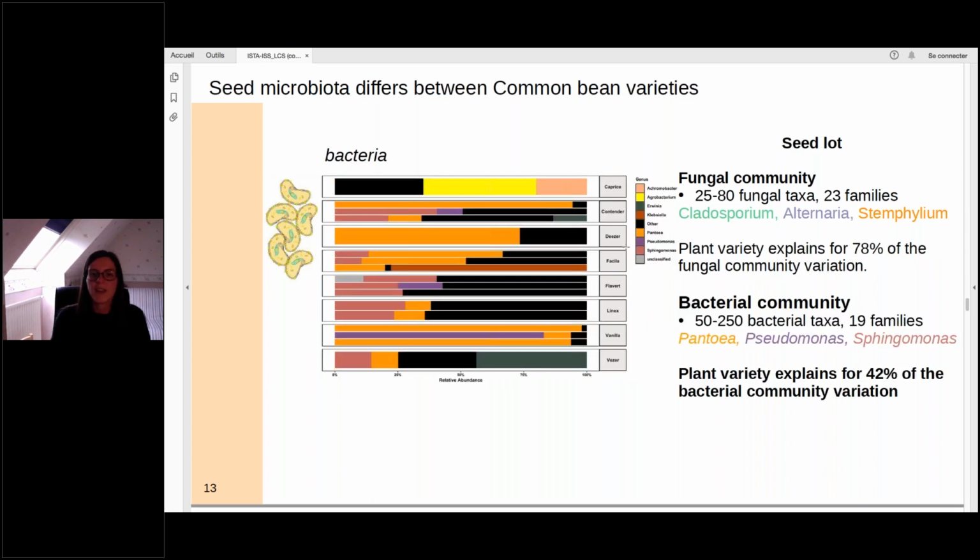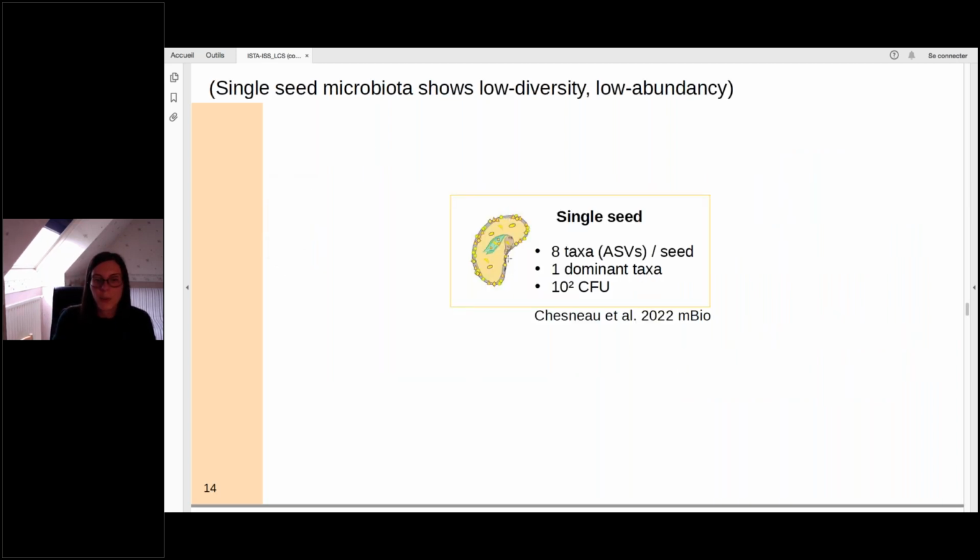Now for the bacterial community, again, we find back our core microbiota, so Pantoea, Pseudomonas, Sphingomonas. Here we've got between 50 and 250 different bacterial taxa coming from 19 families, and the plant variety factor explains 42% of the bacterial community variation. A small parenthesis here. So we characterized the microbiota for seed batches. Now let's have a small look at the single seed. If we take only one seed, on average, we find that it harbors only 8 different taxa, both bacterial and fungal, and the community is dominated by only one taxon. And if we count the number of cells, we've got only 100 colony forming units. So for one single seed, we have a very low diversity and low abundance microbiota.